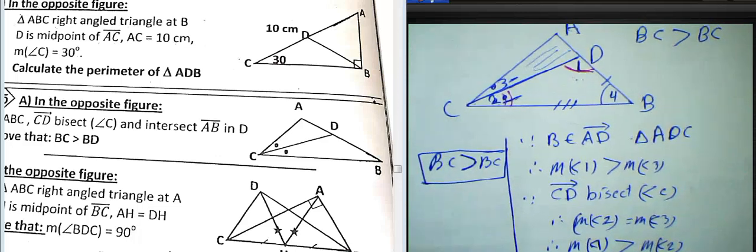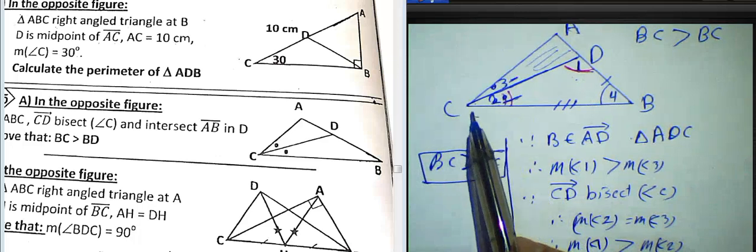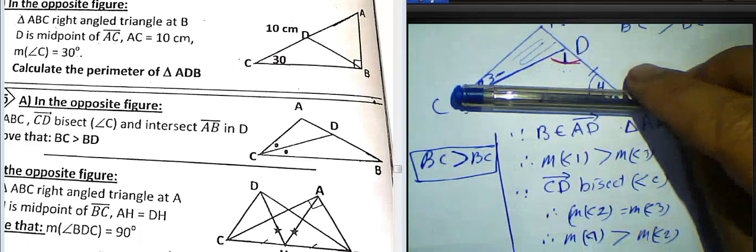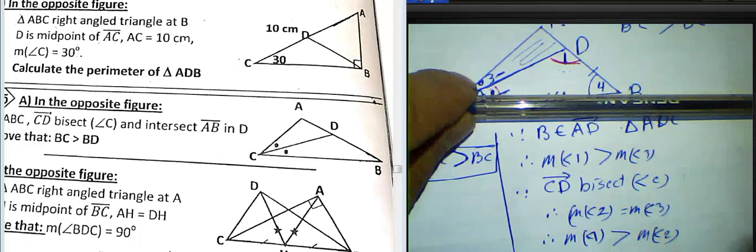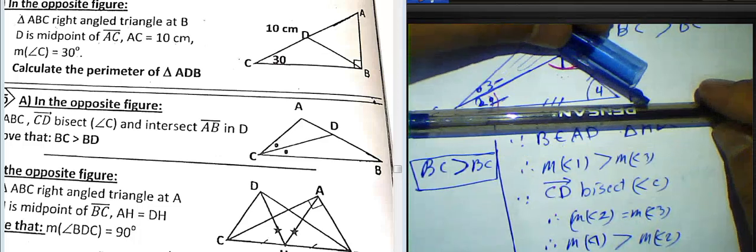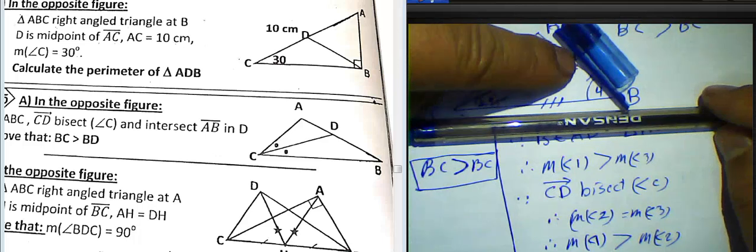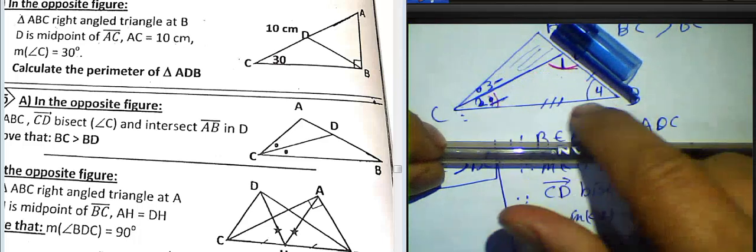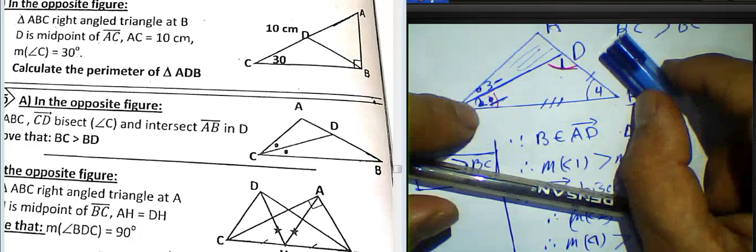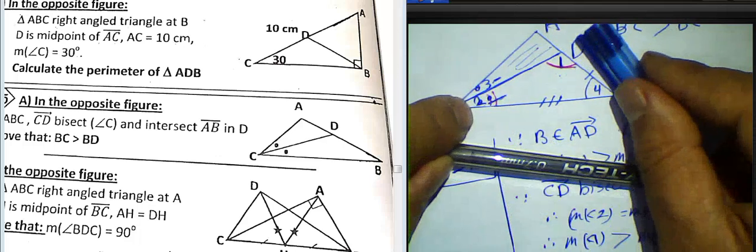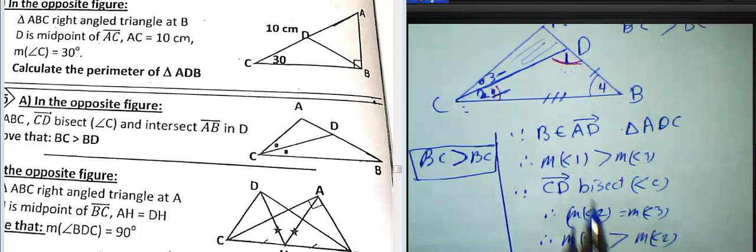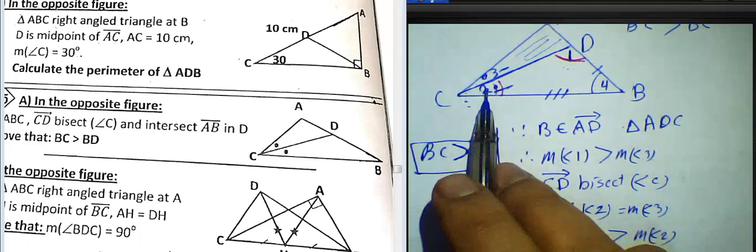Again, I will solve it again. Look at me. Here, he wants to prove that CB is greater than DB, this side greater than this side. So we must prove that the measure of angle 1 is greater than the measure of angle 2, because this angle is opposite the side CB, and angle 2 is opposite the side DB.